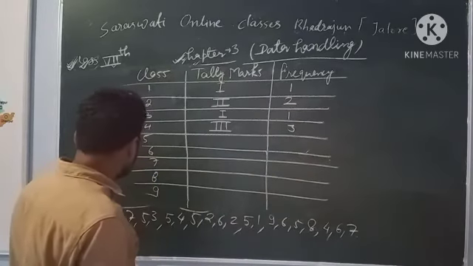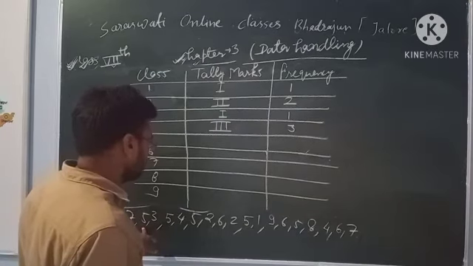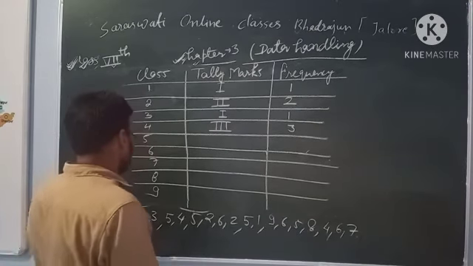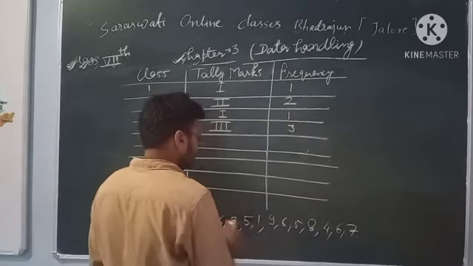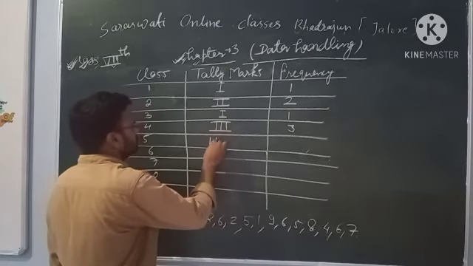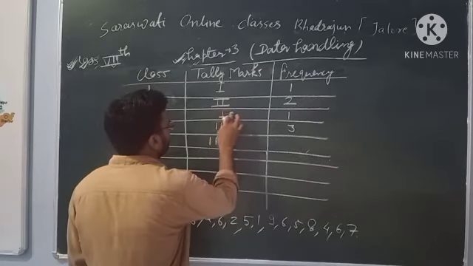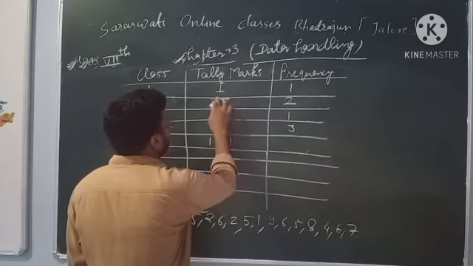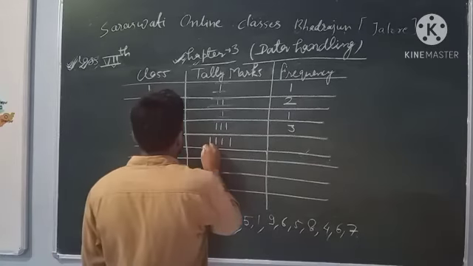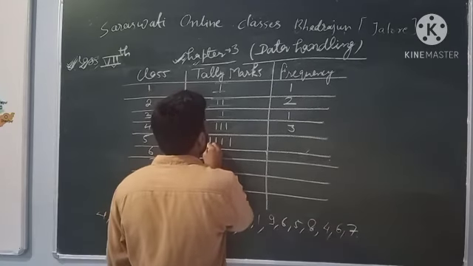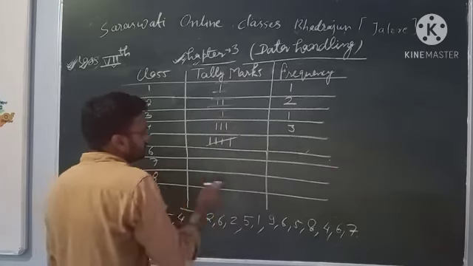5. How many times is 5 coming? 1, 2, 3, 4, 5. 5 is coming 5 times. Actually, tally marks should not end like this. We should not put this type of symbols. The frequency of 5 is 5, so we will put this type of tally mark.